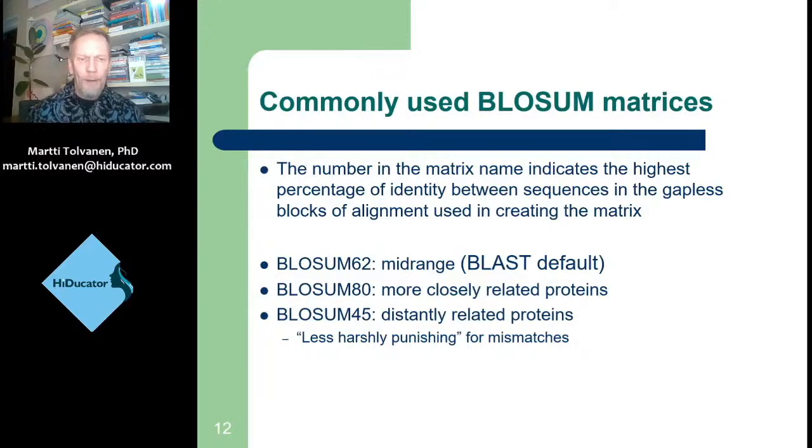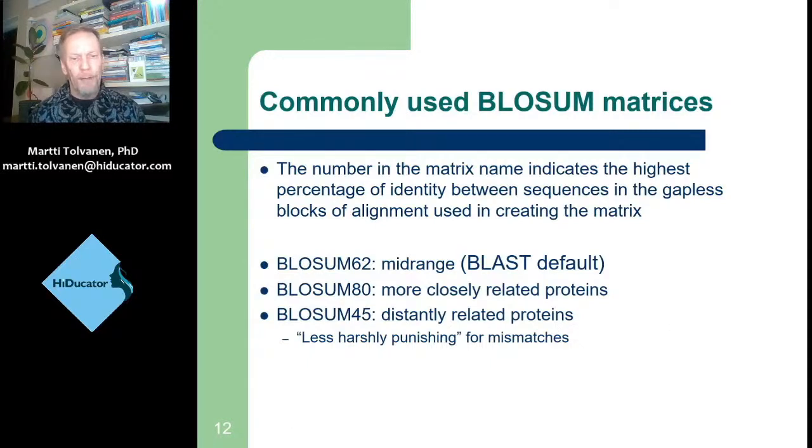And then two other commonly used ones are BLOSUM80 and 45. BLOSUM80 has been created from more closely related proteins, so you should be using it when you are trying to catch more closely related proteins, when you want the conservation to count for more and the substitutions to be punished more, so you would choose that. And the opposite is true for distantly related proteins.